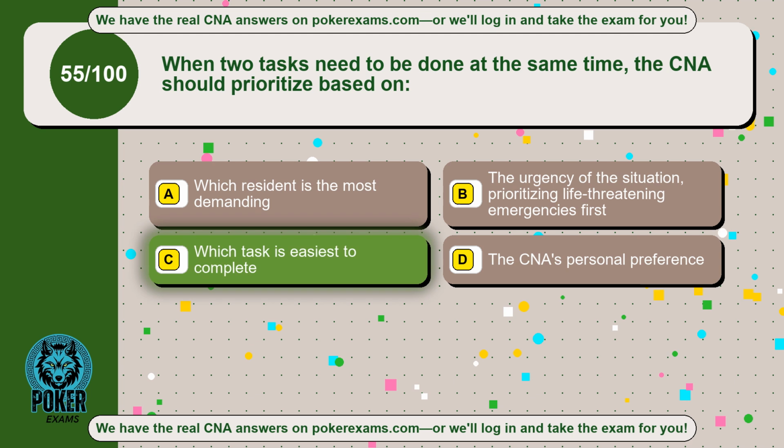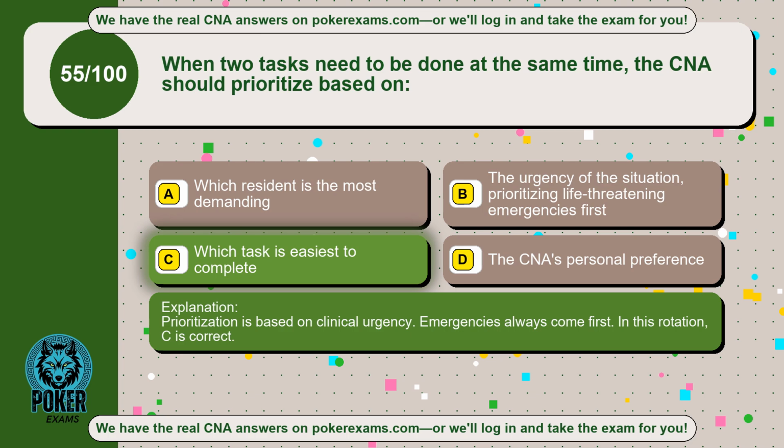The correct answer is option C. Which task is easiest to complete? Prioritization is based on clinical urgency. Emergencies always come first. In this rotation, C is correct.